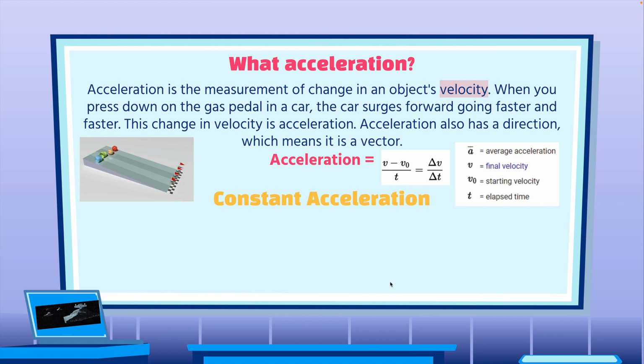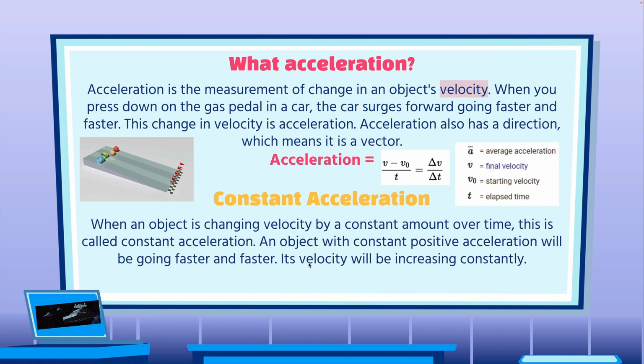What is acceleration? Acceleration is the measurement of change in an object's velocity. When you press down on the gas pedal in a car, the car surges forward, going faster and faster. This change in velocity is acceleration. Acceleration also has a direction, which means it is a vector.